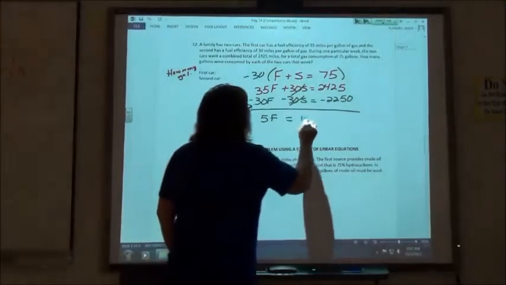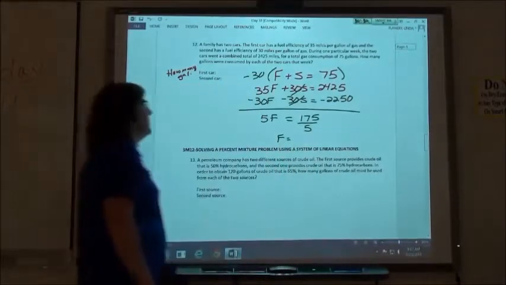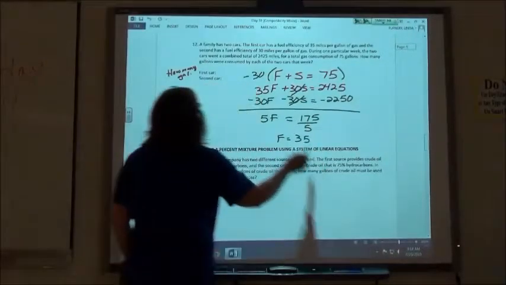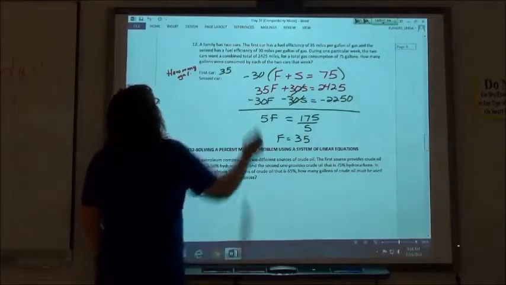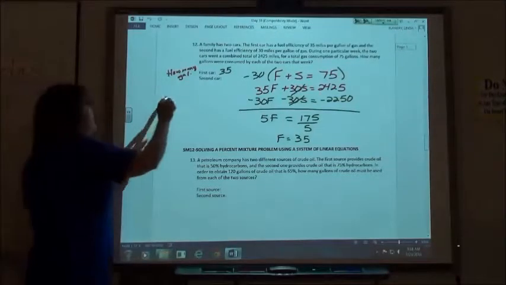175. 175 divided by 5 then. 35. The first car used 35 gallons of gas. How many gallons did the second car use? 40.